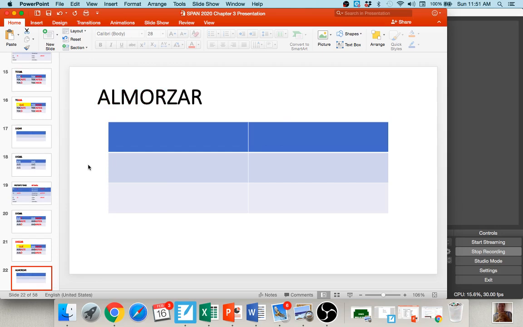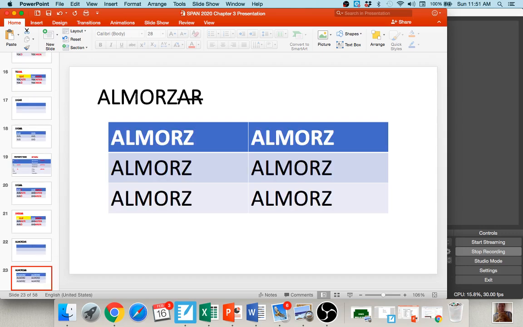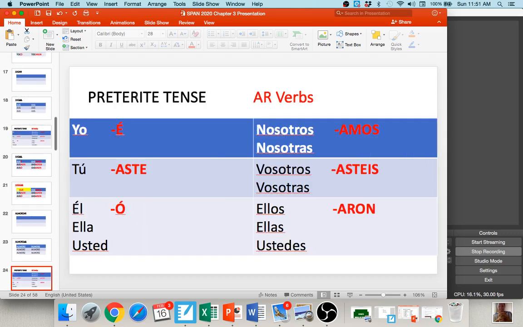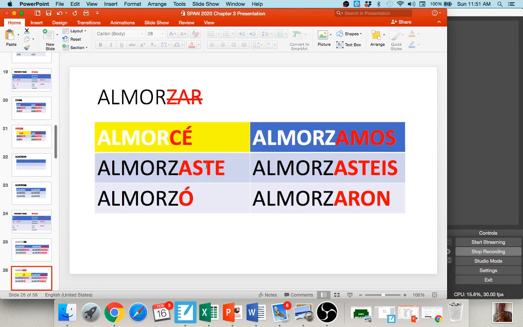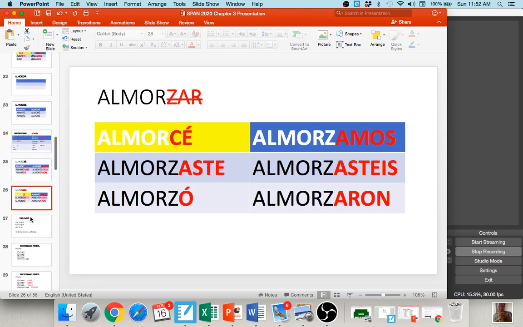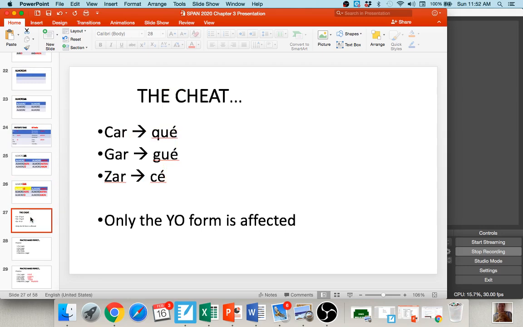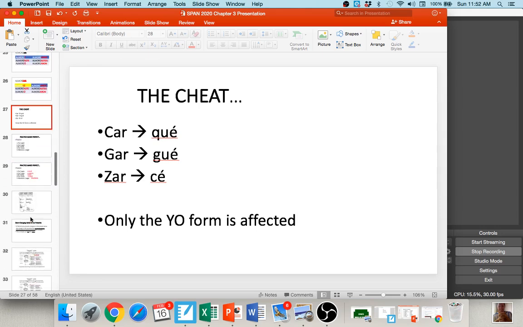Okay, and then finally we have verbs like almorzar, to eat lunch. Zar verbs, you're going to chop off your AR, throw on your regular preterite endings again, and you get something like this. As I'm sure you can guess, they're all correct except for the yo form. You get almorcé. Okay, so your little cheat here is that verbs that end in car change to qué, verbs that end in gar change to gué, and verbs that end in zar change to cé. This is only the yo form that is affected.